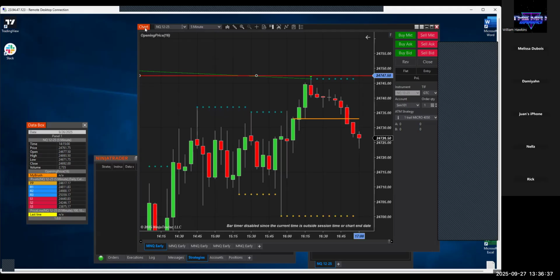It's just not going to be a lot of swinging past your levels and stuff. It actually follows the levels a lot more. You just have to sit in the trade a little bit longer to get your money.